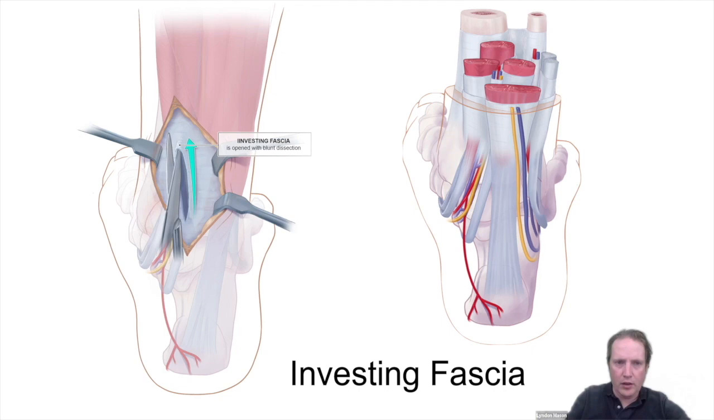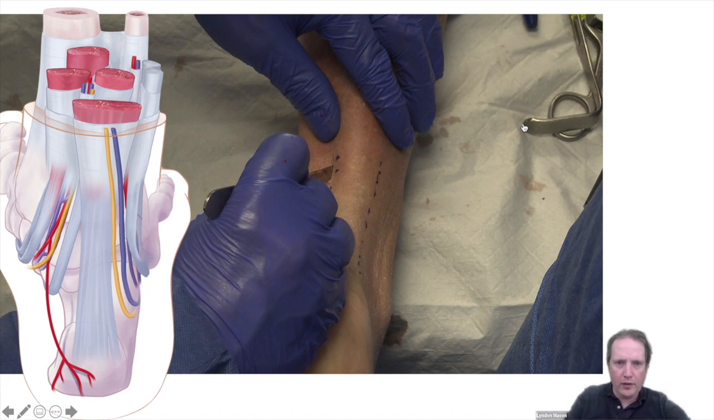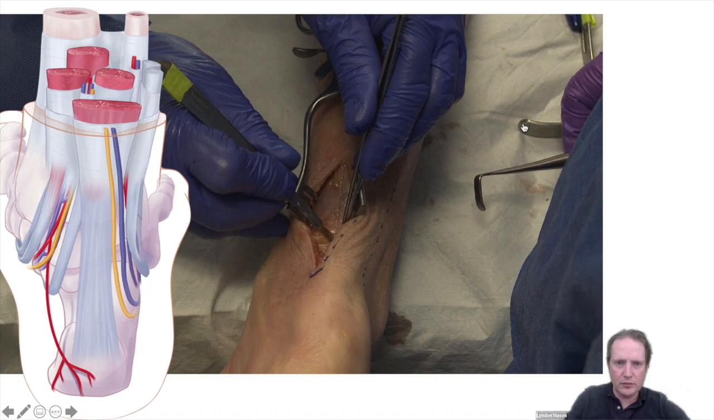Through the skin, you then have the investing fascia as previous. And through the schematic, you can see that the neurovascular bundle is underneath the next fascial layer. So it's important that you come under the investing fascia and then move underneath the tendo Achilles. So you see the skin incision being made. The investing fascia has been opened.